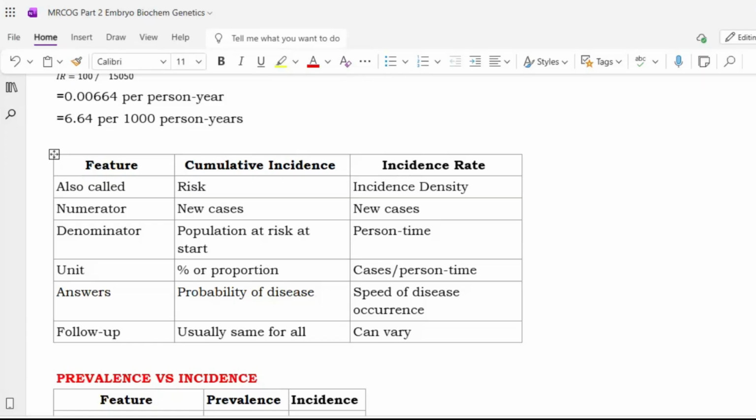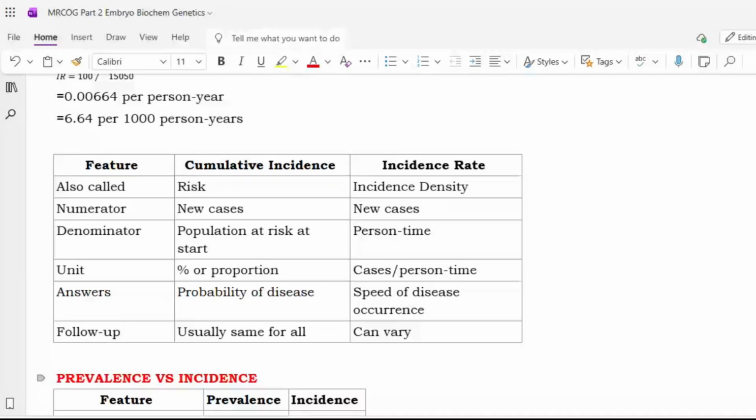So in both cases the denominator is different. The denominator in cumulative incidence is the population at risk at the start, while in incidence rate it is person time. The unit is a proportion or percentage for cumulative incidence, and for incidence rate it is cases per person time. Cumulative incidence answers the probability of the disease, while incidence rate gives us the speed of disease occurrence. Follow-up is the same for all in cumulative incidence, while follow-up can vary in the incidence rate.